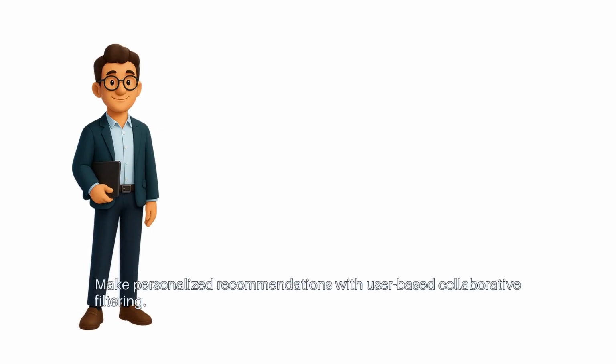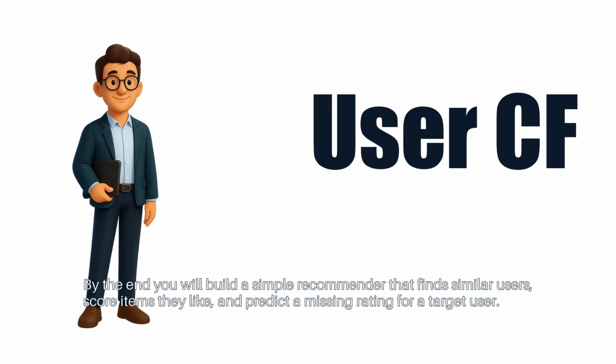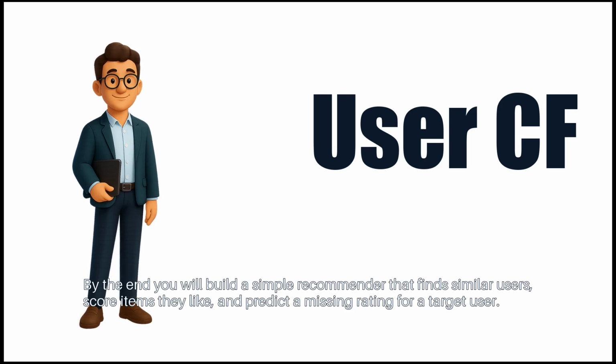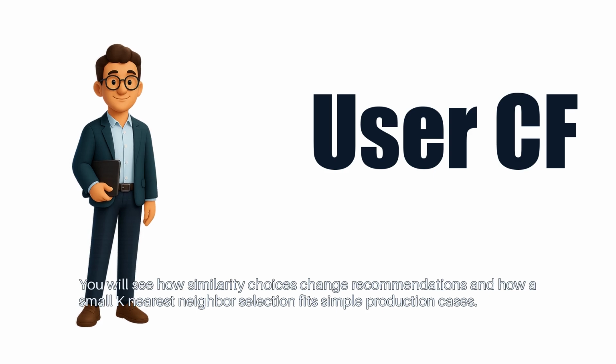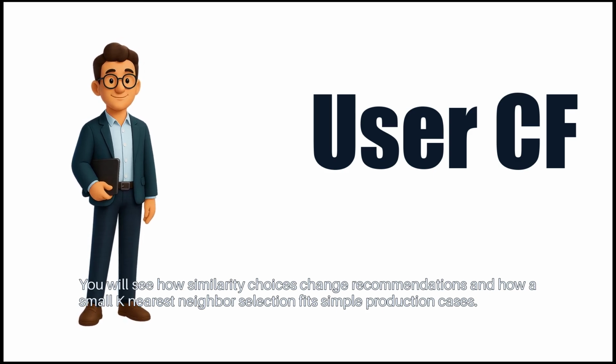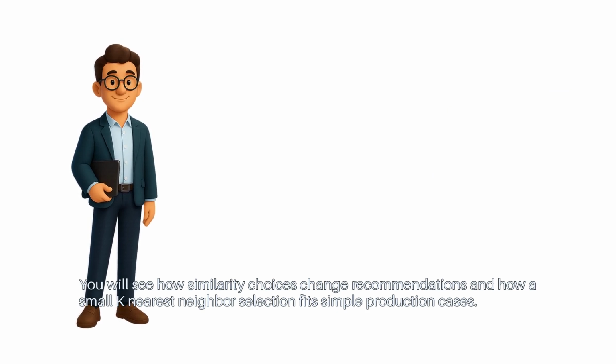Make personalized recommendations with user-based collaborative filtering. By the end, you will build a simple recommender that finds similar users, scores items they like, and predicts a missing rating for a target user. You will see how similarity choices change recommendations and how a small K nearest neighbor selection fits simple production cases.